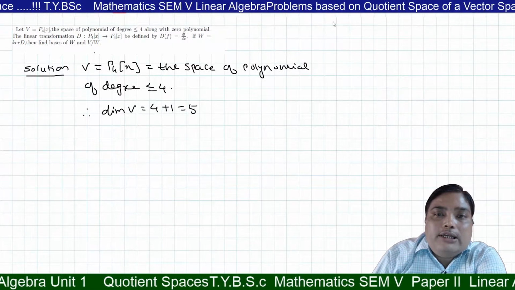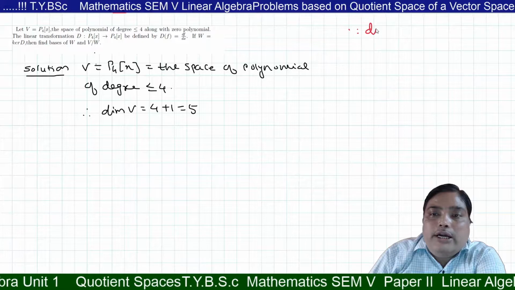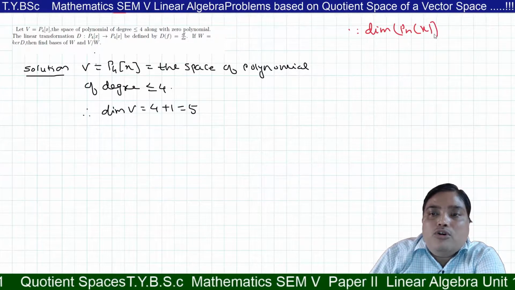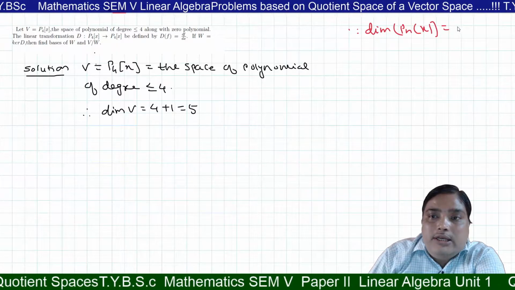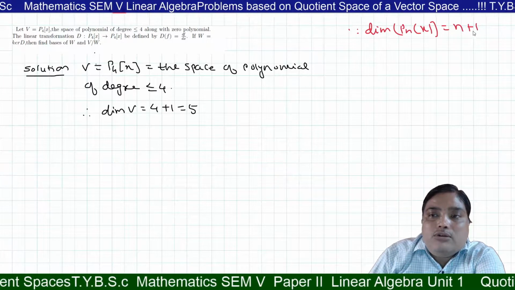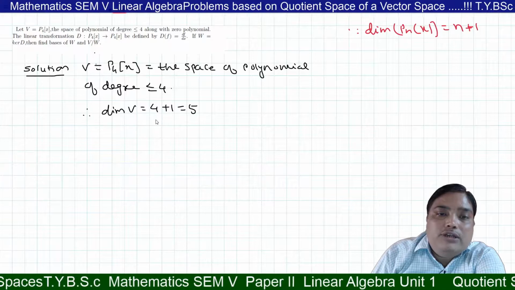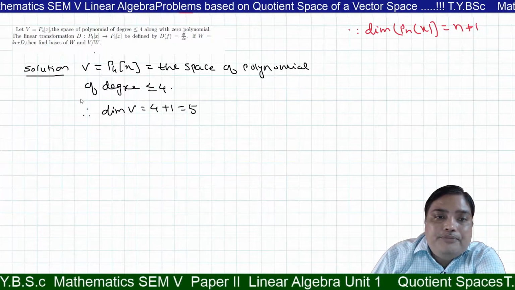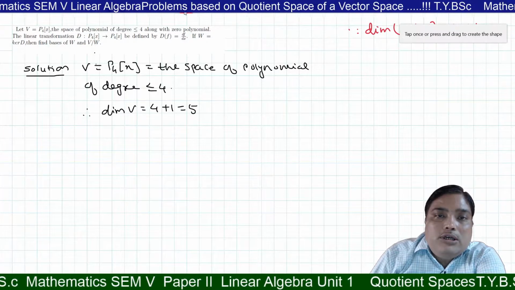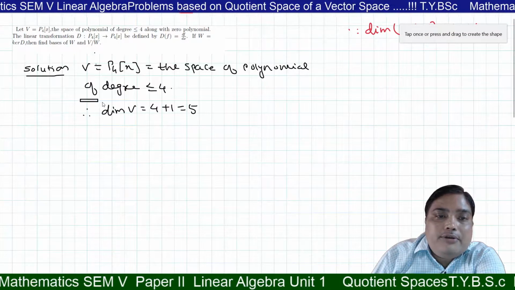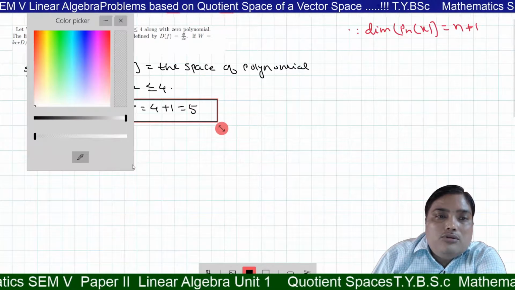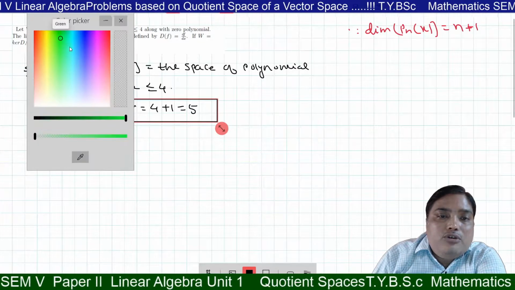Since we know that the dimension of Pn(x), the space of polynomials of degree less than or equal to n, is n plus 1, using this we get the dimension of V as 4 plus 1, which is equal to 5. So this is the dimension of V, and we have determined it.